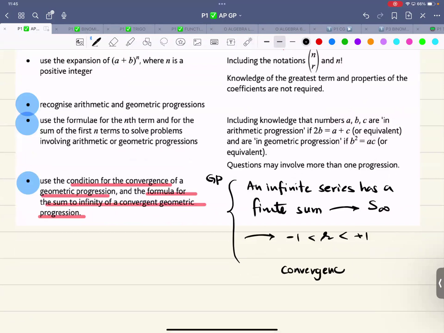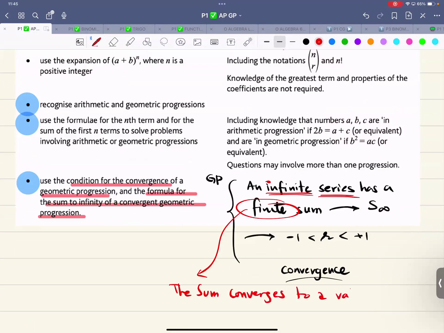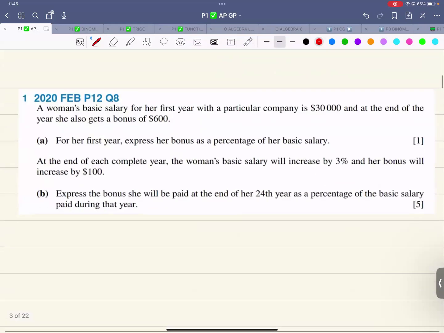Why is it called convergence? Because an infinite series is supposed to have an infinite sum. But if an infinite series has a finite sum, that means the sum converges to a value. And that value is called sum to infinity. All good? So now let's get started.